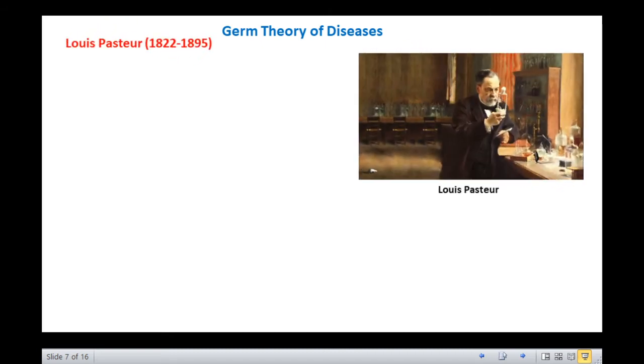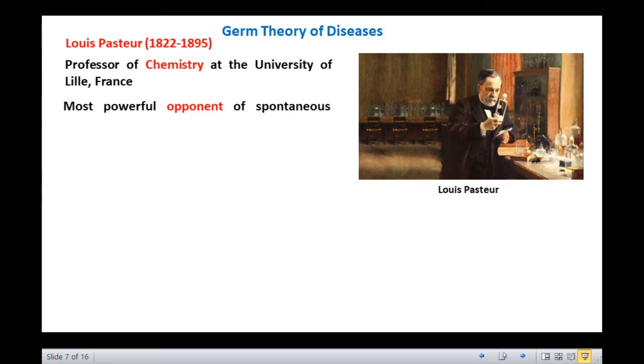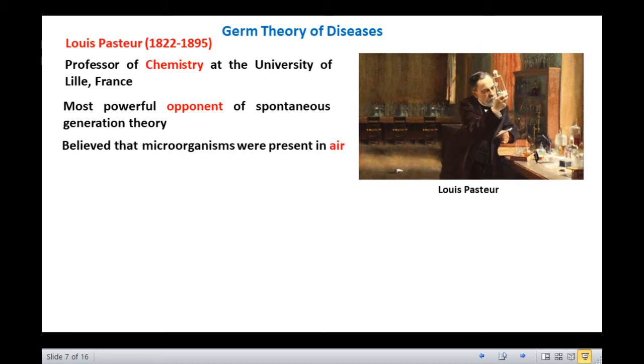The man who would come to be thought of as the pioneer of the germ theory is none other than Louis Pasteur. He was a professor of chemistry at the University of Lille, France. Pasteur was the most powerful opponent of the spontaneous generation theory. He firmly believed that microorganisms were present in the air and were being deposited on all the objects.